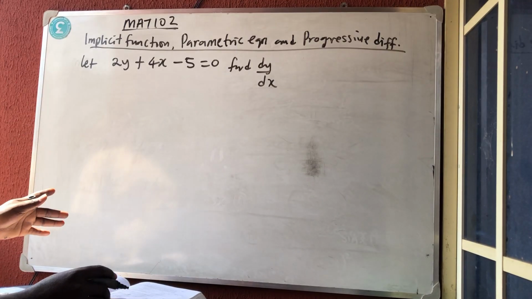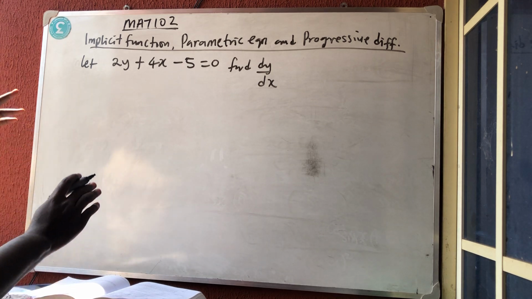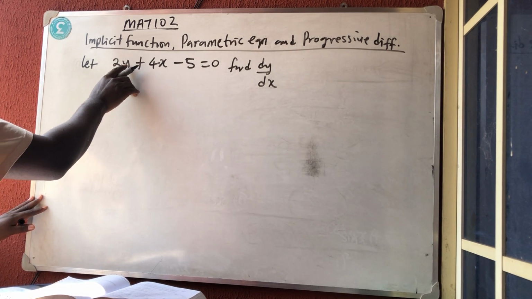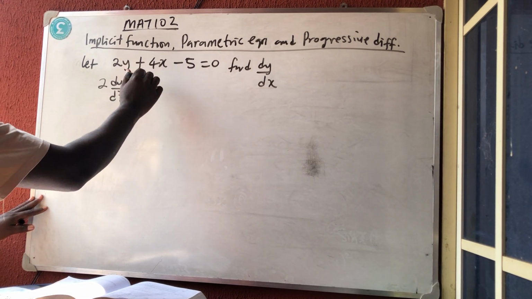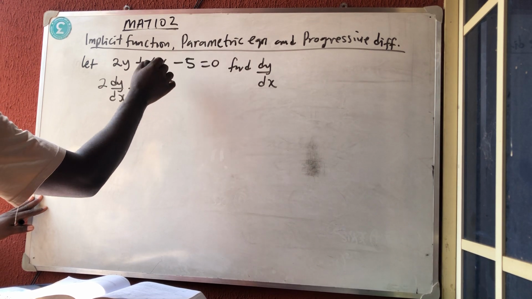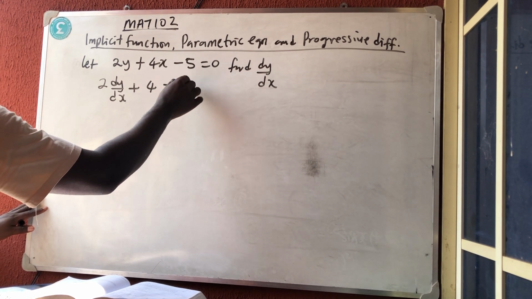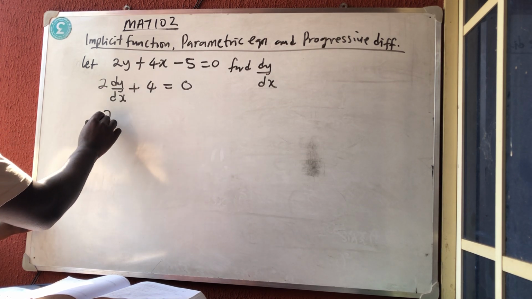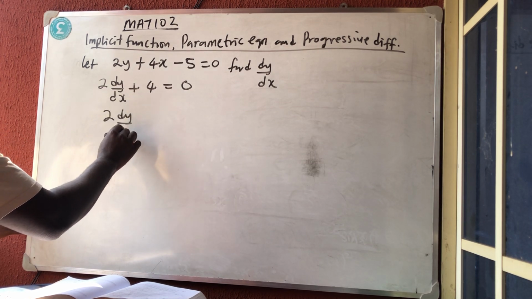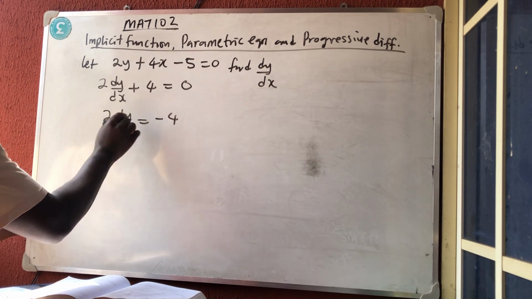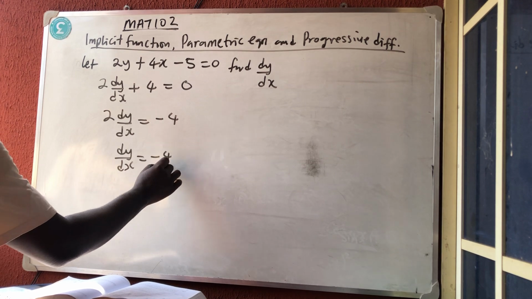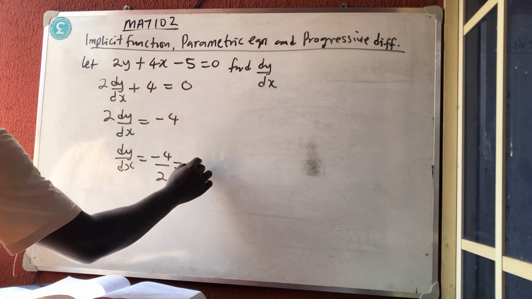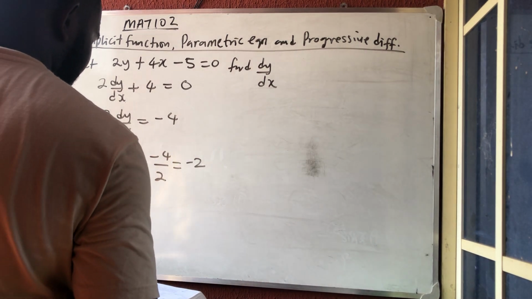Anywhere you differentiate y, put the dy/dx. That's all. So differentiating 2y will give me 2, but because it is y I'm differentiating, I must put the dy/dx there. Plus, differentiation of 4x is just 4. And differentiation of a constant is 0. So make dy/dx the subject. I'm having 2 dy/dx is equal to minus 4. Divide everybody by 2. Therefore, dy/dx I'm looking for is minus 4 over 2, which is minus 2. You see, as simple as that.